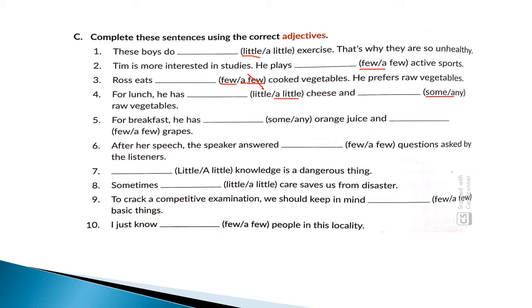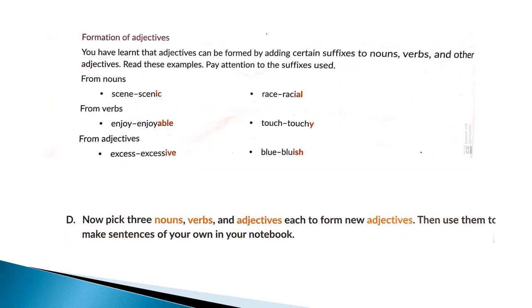Remember, when little and few have the article a, they are in the positive sense, and when they do not have the article a, they are in the negative sense. Now I've told you how adjectives are formed. We can add suffixes to nouns, verbs and even other adjectives to make more adjectives.